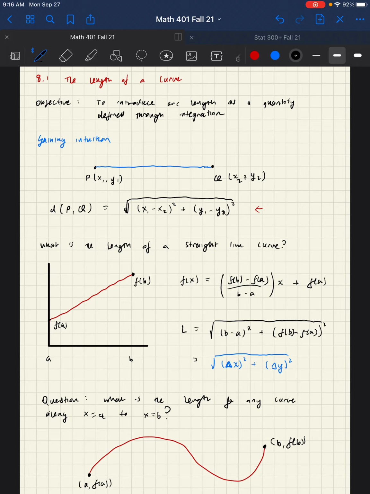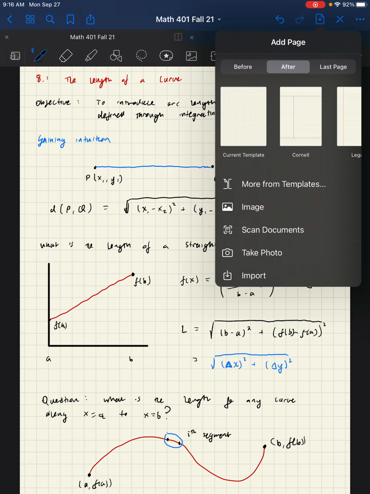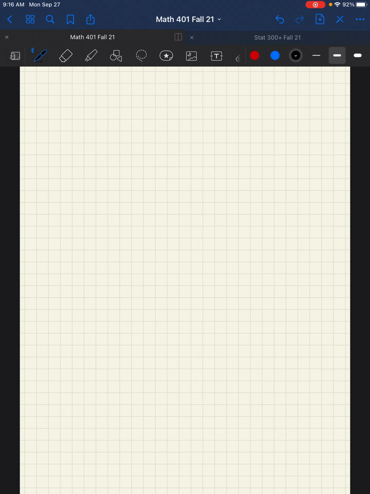However, this is where we're going to apply that notion of infinitesimal. If we break up our interval into smaller pieces, then maybe we can approximate just one piece of the segment. So let's focus on one piece of the segment. I'm going to call this the ith segment. And we'll need another page to formalize this, okay?